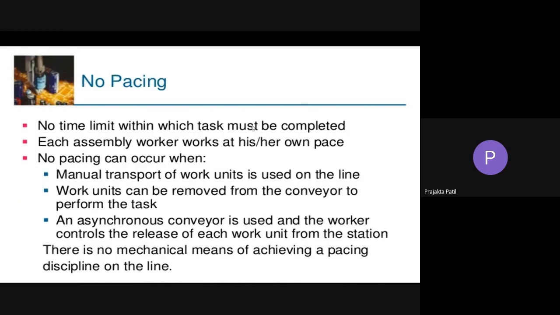So moving on to the third level of pacing, that is no pacing. Okay, so that means there is no time limit within which the task has to be completed.